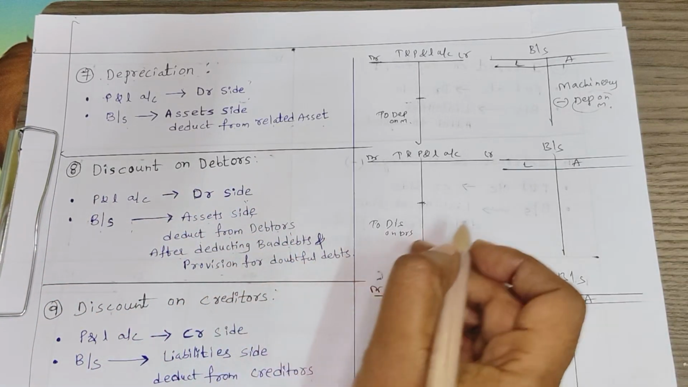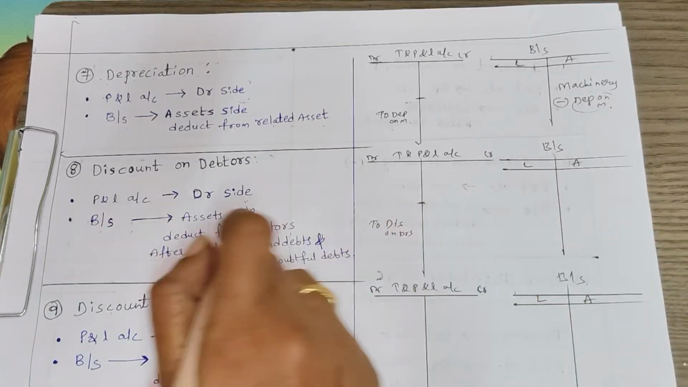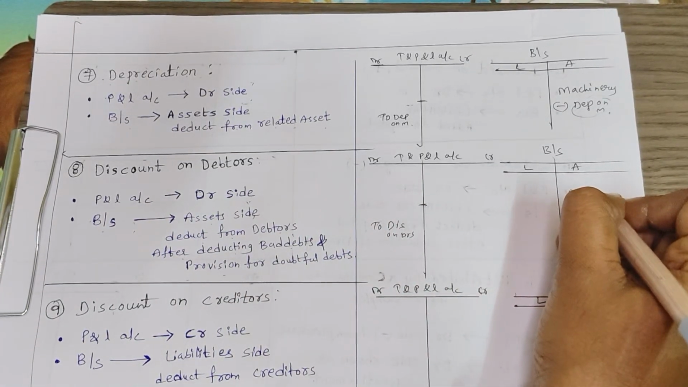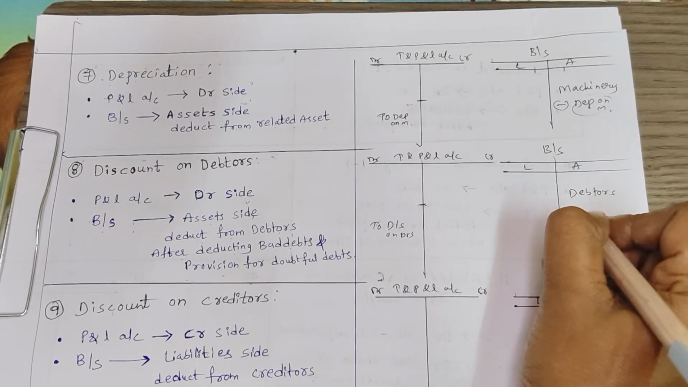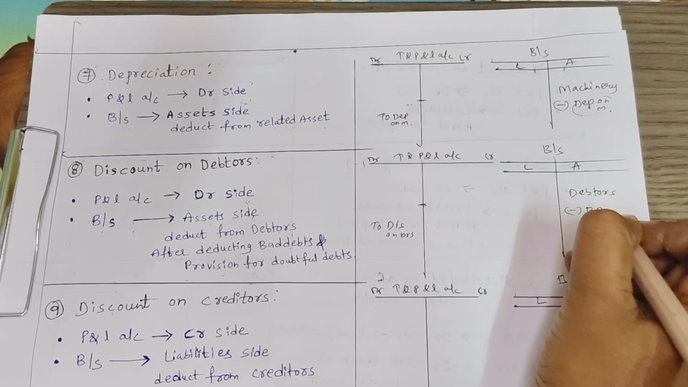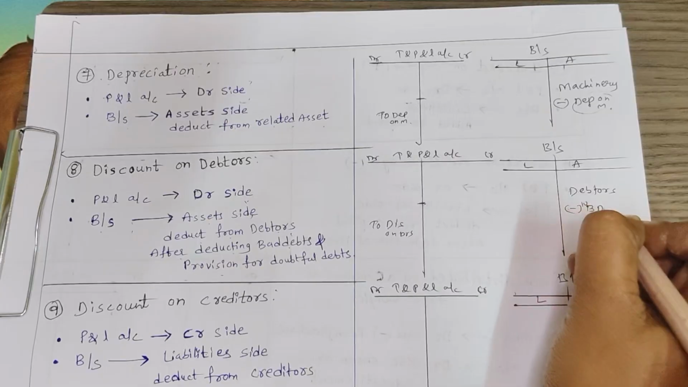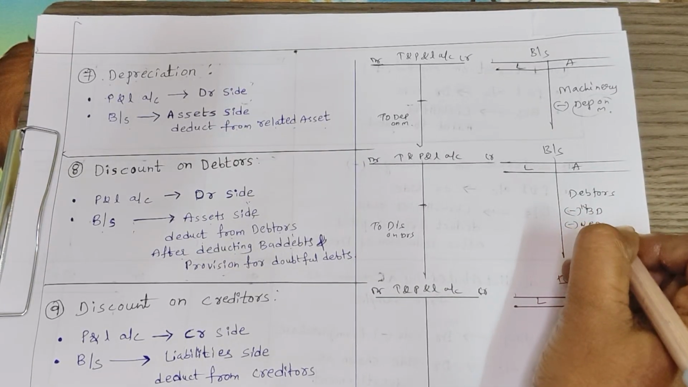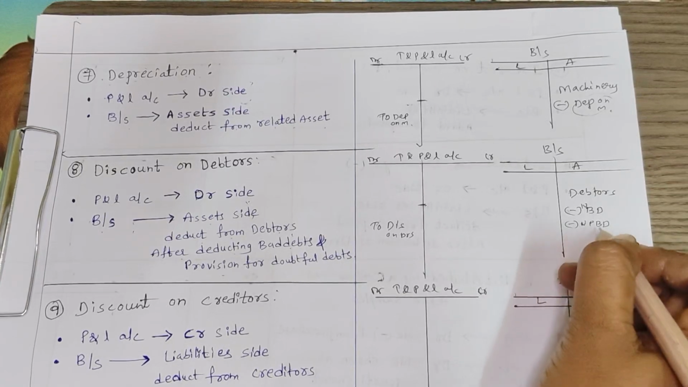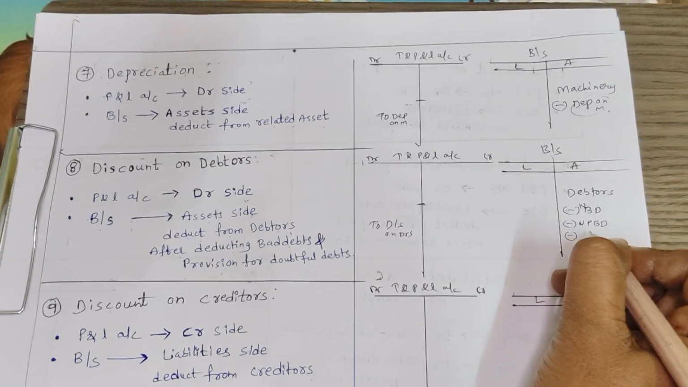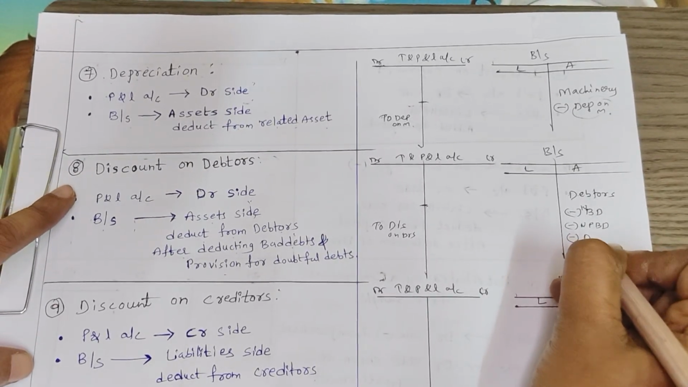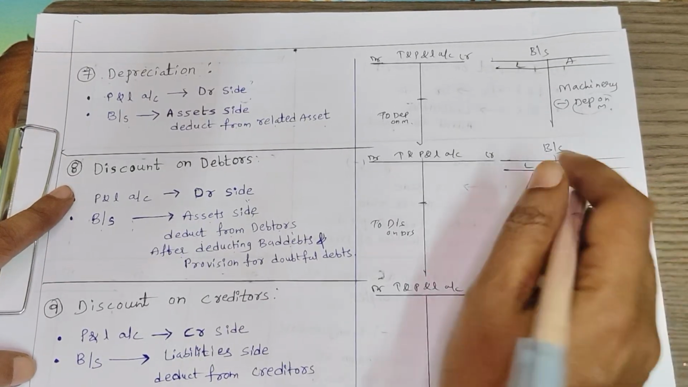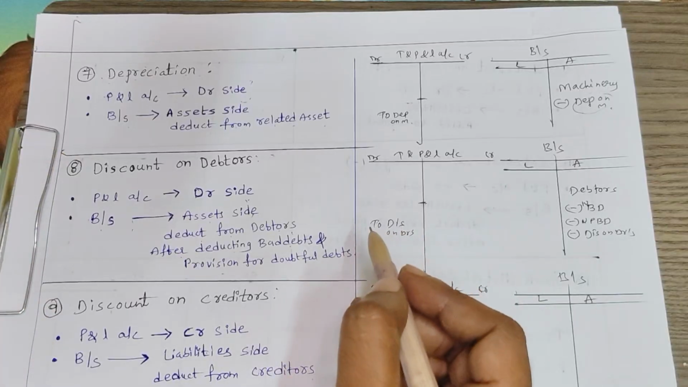Okay, so where we should write this? Balance sheet asset side. From asset side we have available debtors. From this debtors we are deducting first bad debts, new bad debts. Okay, new bad debts, then deduct new provision for bad debts, that is the doubtful debts. After deducting this, you need to deduct discount on debtors. So this is the procedure to calculate discount on debtors.